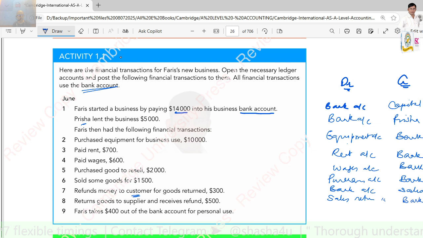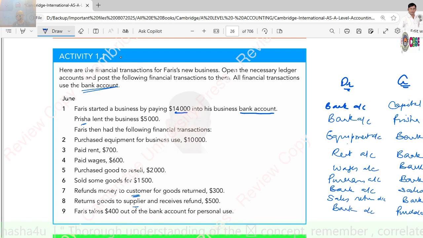Return goods to supplier and receive refund. So supplier, we are refunding. Return goods to supplier means purchase returns. Purchase returns is the opposite of purchases. So what is happening? We are getting a refund, so money is coming into the bank account.